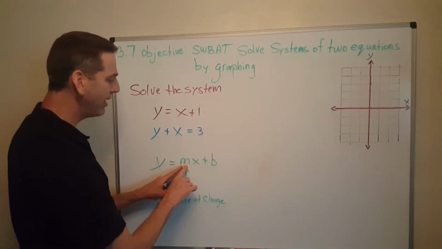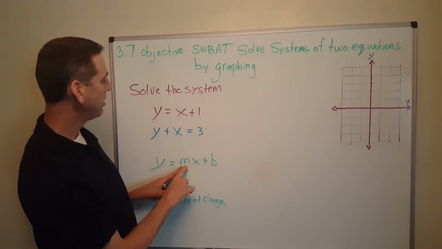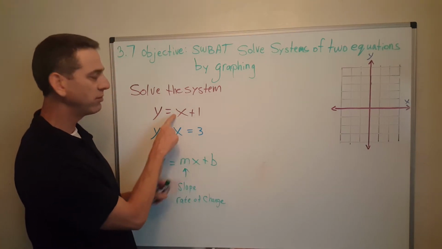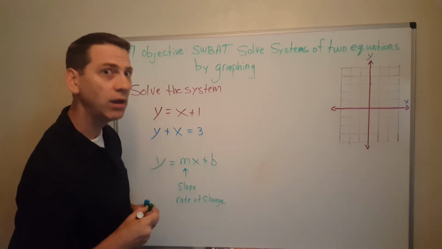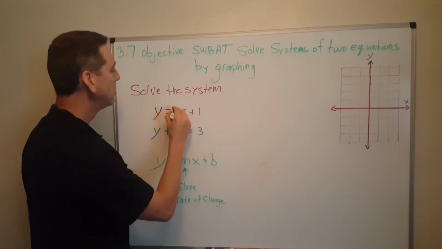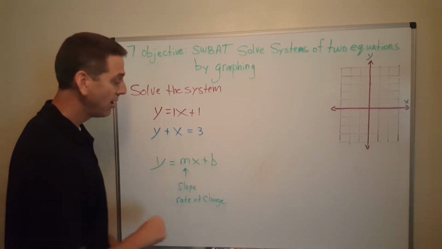M is the coefficient, it's going to be some number. For example, here, what's your m? Well, there is no m, is there? Well, actually there is. There's a 1 there, right? So my slope would be 1. How about this b?